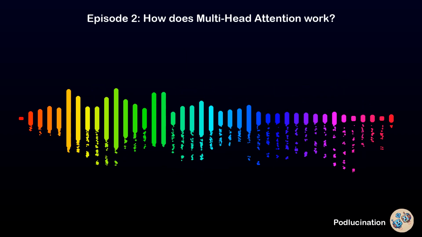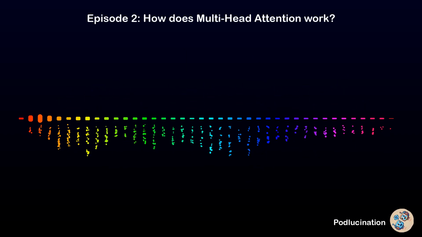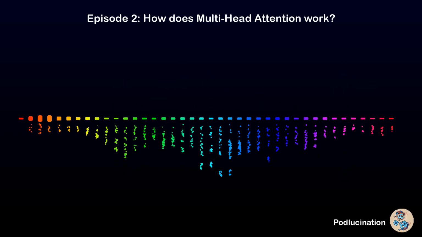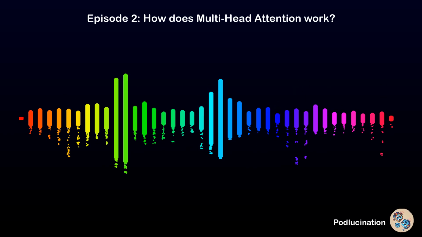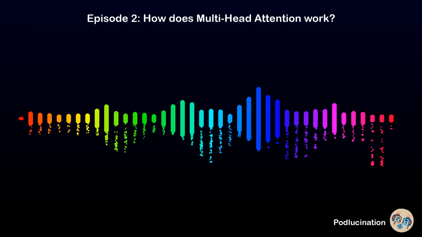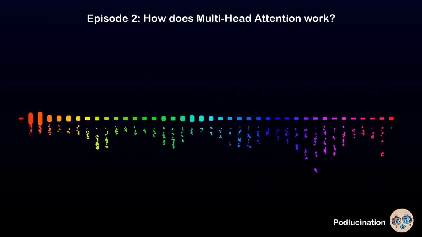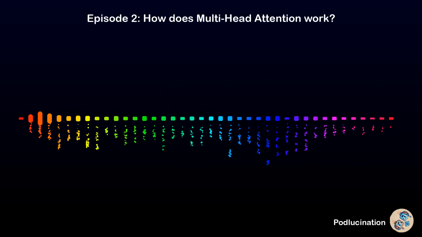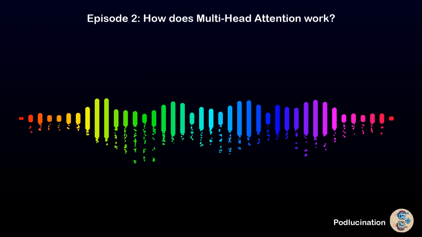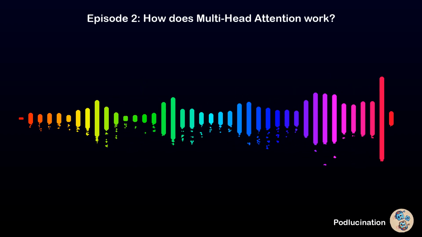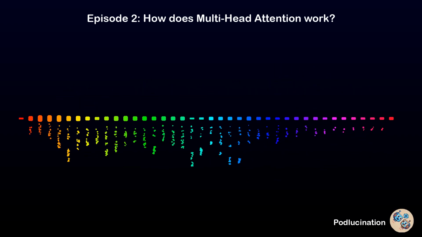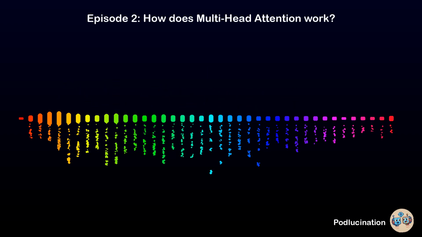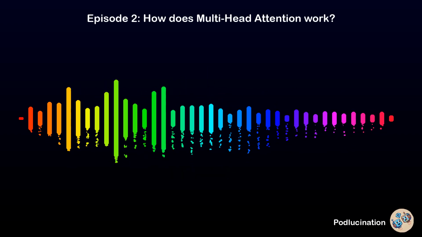Queries, keys, and values. It sounds like we're on a treasure hunt. Think of it this way. Imagine you have a question in mind, a query, you're looking for information, and you need to search through a vast library of data. This library has keys associated with the different pieces of information, like labels on bookshelves. And the actual information you're looking for, the content of the books, are the values. Okay, so the LLM takes the input text, breaks it down into words or tokens, and transforms each of these into a query, a key, and a value.